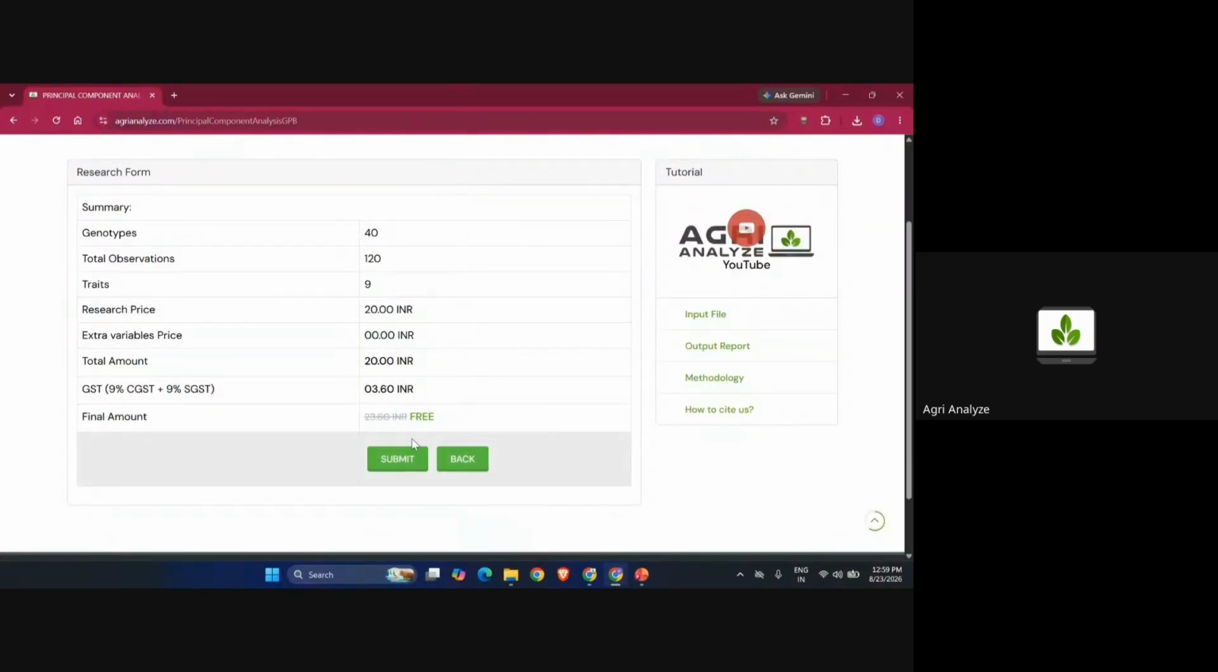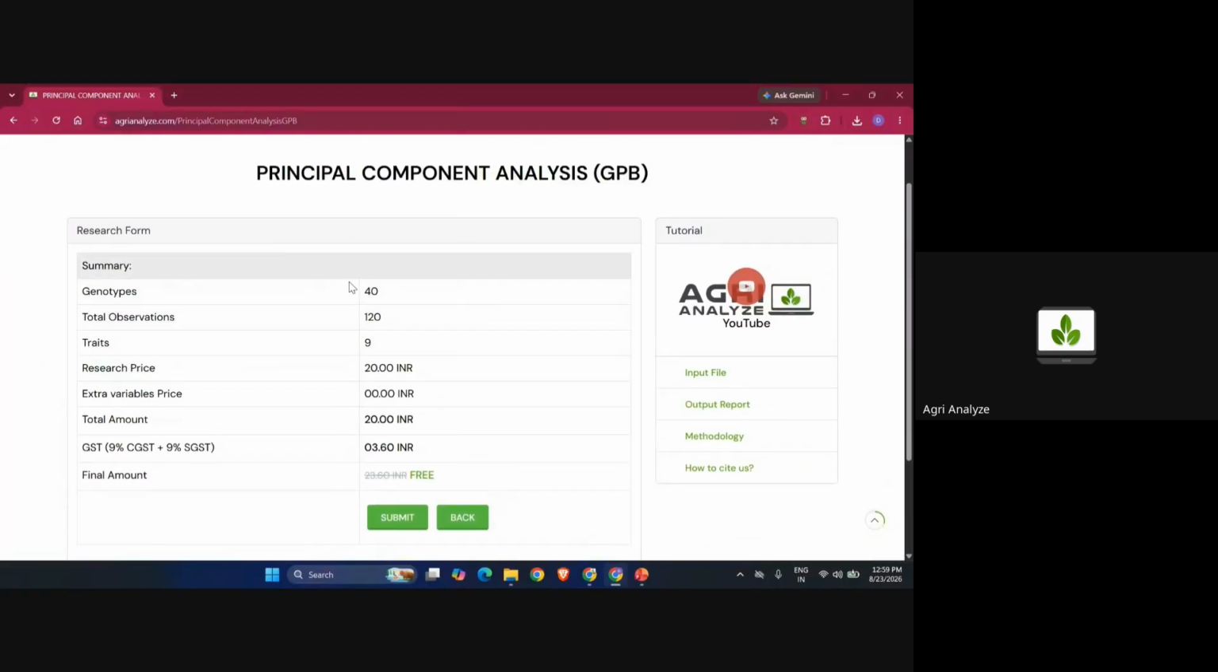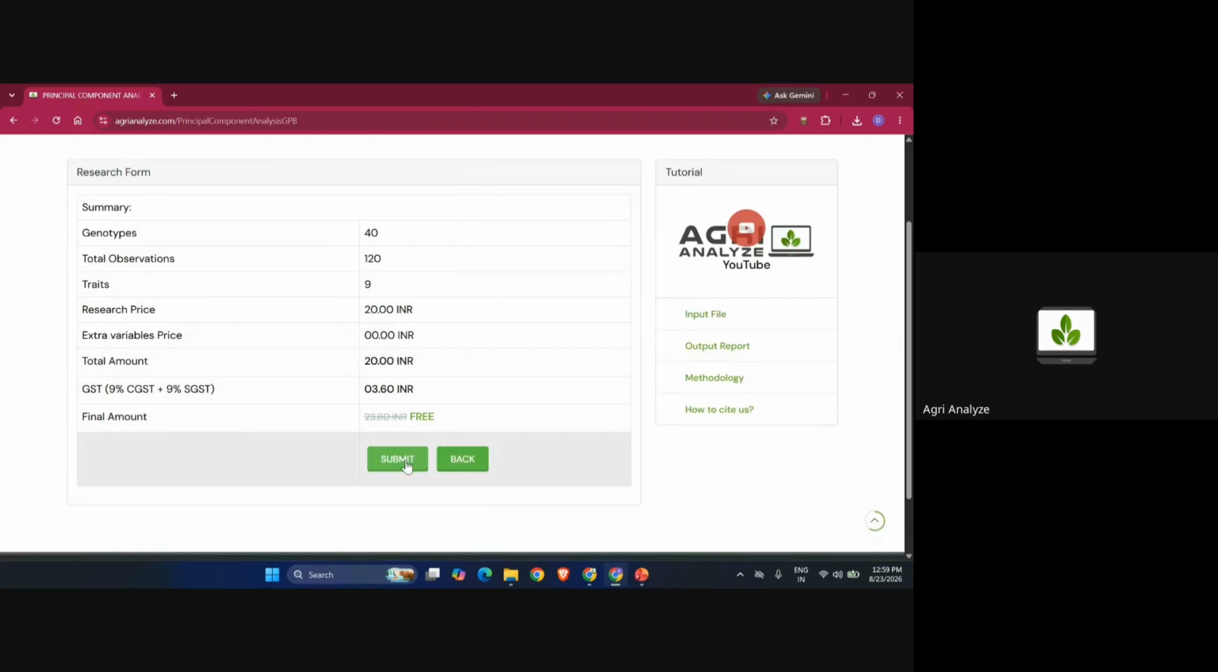Okay, so currently this feature is free, but if an amount is there, it is negligible, it is 23.60 rupees. So after getting the summary of your data set, if this is correct, then we just simply click on the submit button.